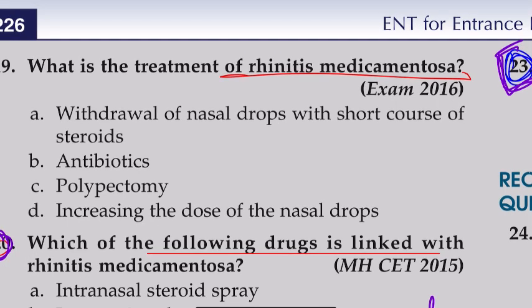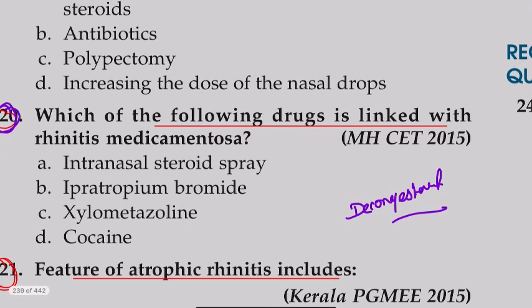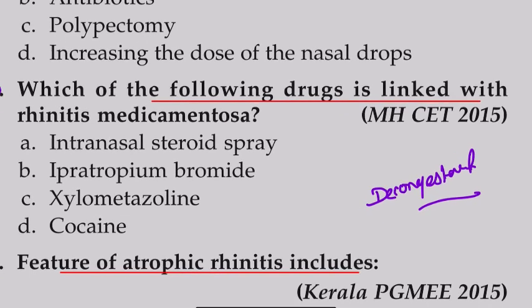It is withdrawing of nasal drops with a short course of steroid. That is the right answer. Which of the following drugs is linked with rhinitis medicamentosa? The drug linked with rhinitis medicamentosa is a decongestant. What is the decongestant here? Xylometazoline, a nasal decongestant.